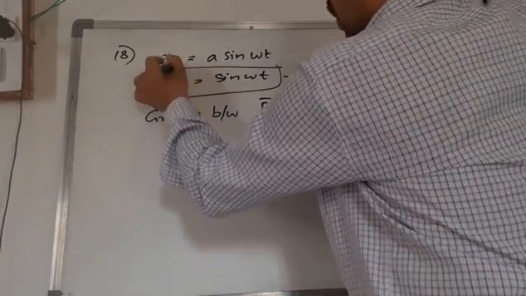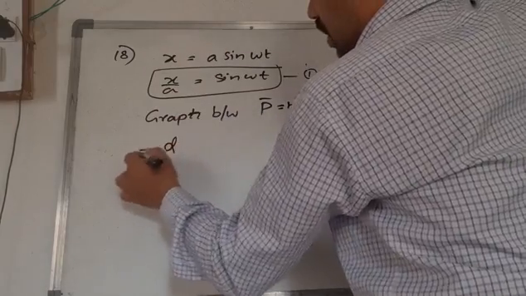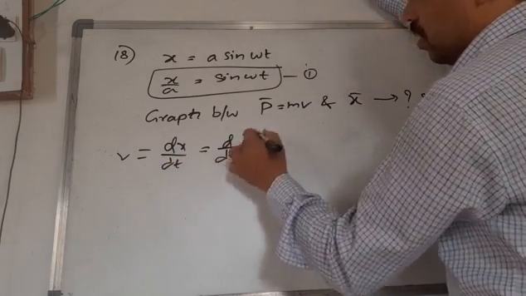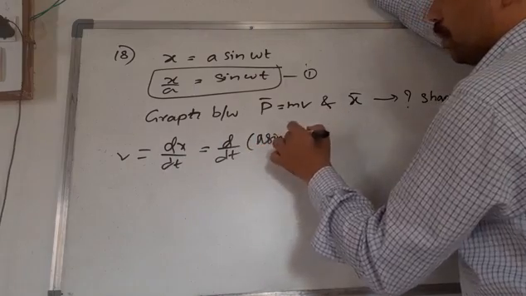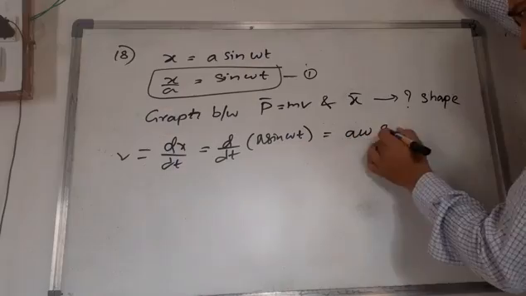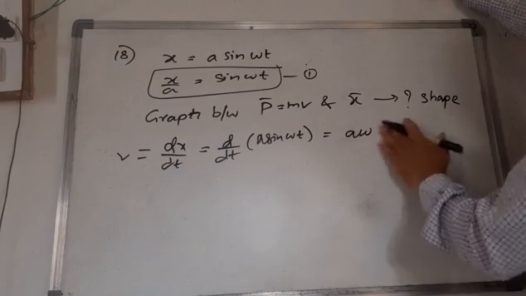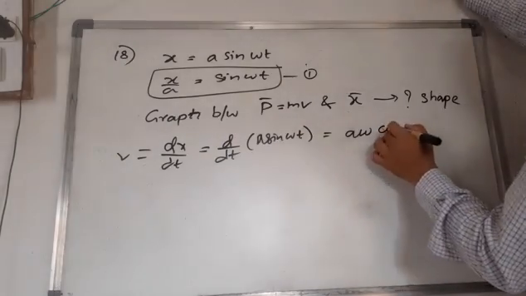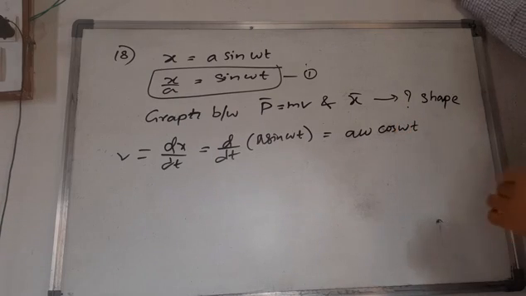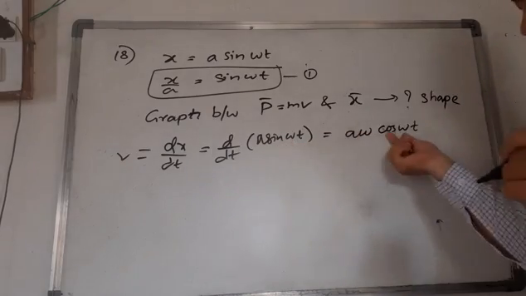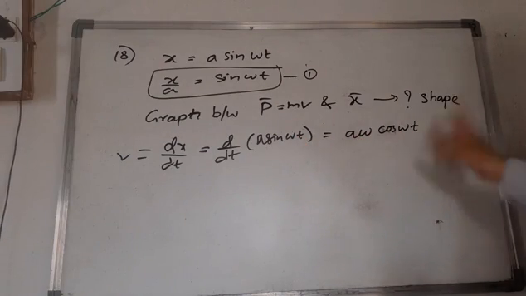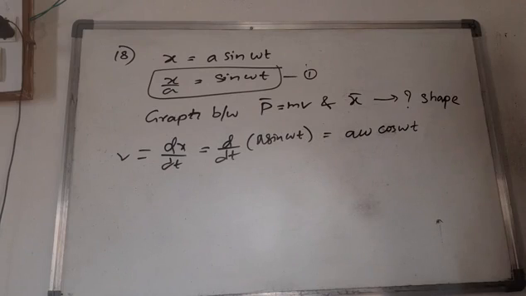So for that, I differentiate this x. So v is equal to dx by dt, which is d by dt of a sin omega t. So this is equal to how much? A omega cos omega t. The differentiation of sin is cos omega t, and omega t differentiation is omega. So that's why we get a omega cos omega t. So this is the velocity we got.